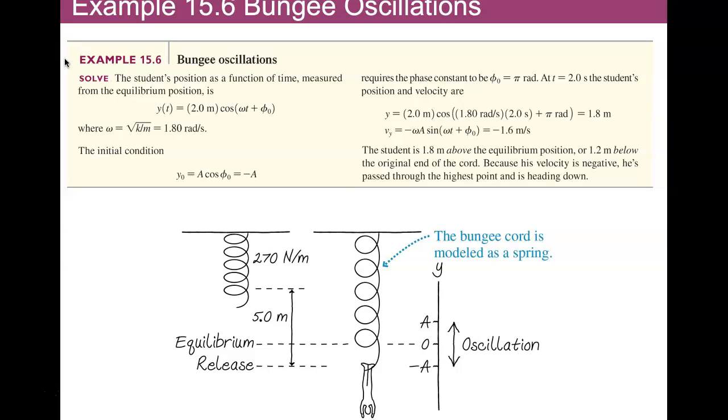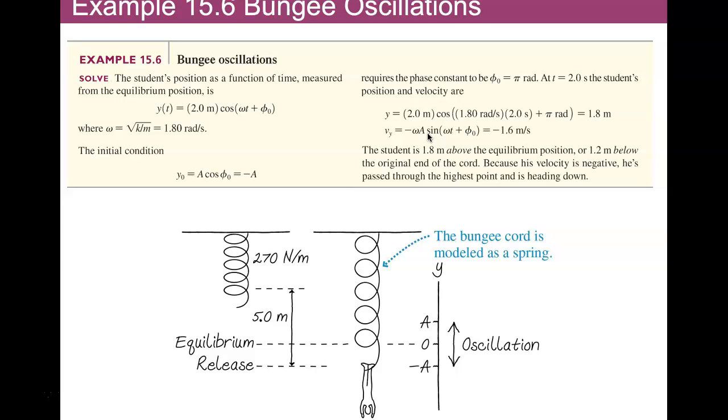Similarly, if we want to find the velocity, we just use a general equation, right? We use the derivative of the general y equation, so it's minus omega A times sine of the same phase. And we plug in those numbers. And we find the position and the velocity.